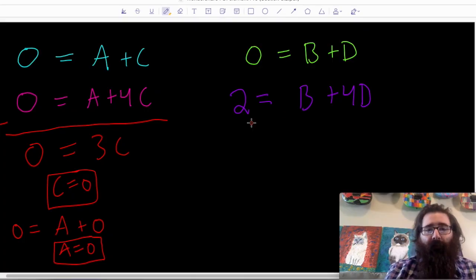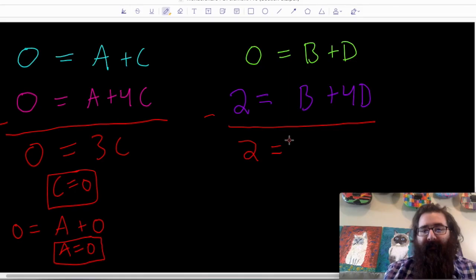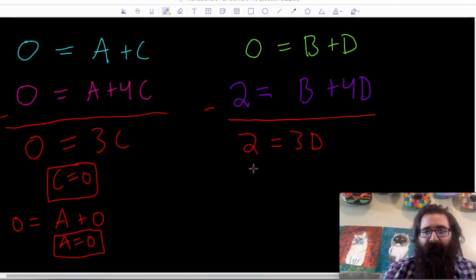And let's go to this other equation. Let me do that same thing. It's very strange, but I would prefer to subtract upwards. I didn't write them in that order, so just bear with me. 2 minus 0 gives me 2, equals b minus b is gone. 4d minus d is 3d. And this means then that d is equal to 2/3.